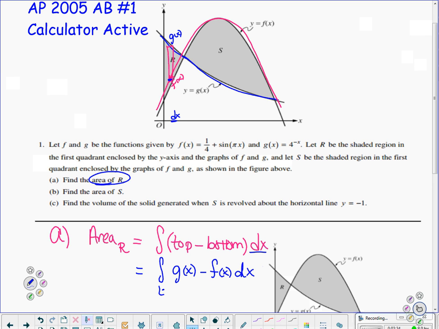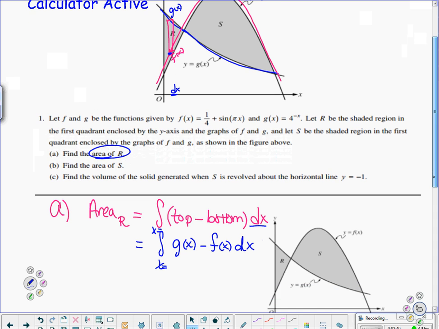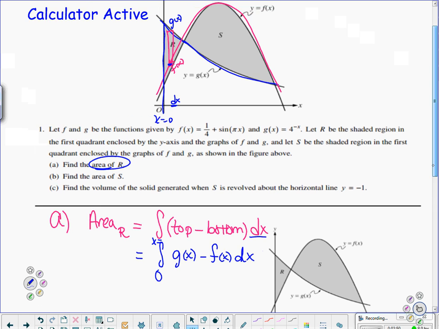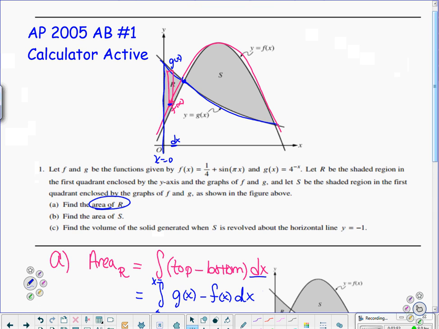Well, I need bounds then, x equals something and x equals something for my two boundaries. And I can tell that the left side is when x equals 0. So now I know that this will be a 0 here. But what about this right-hand bound right here? How am I going to find that spot? Well, that, of course, is going to be where these two functions intersect.